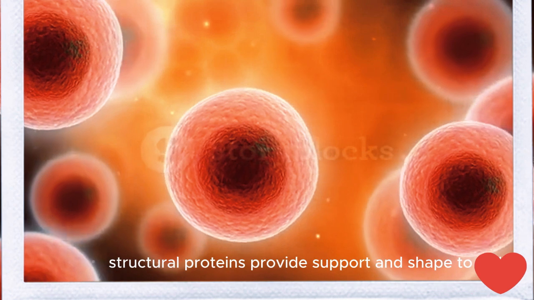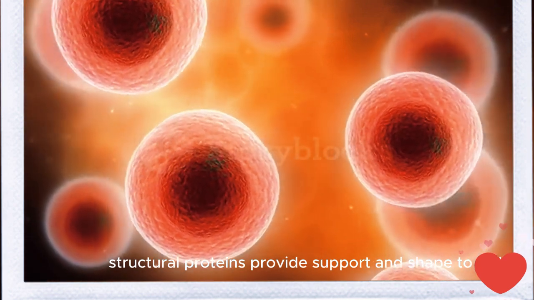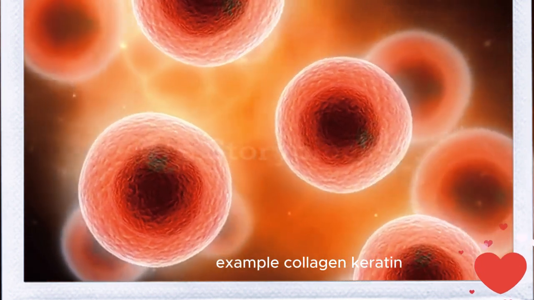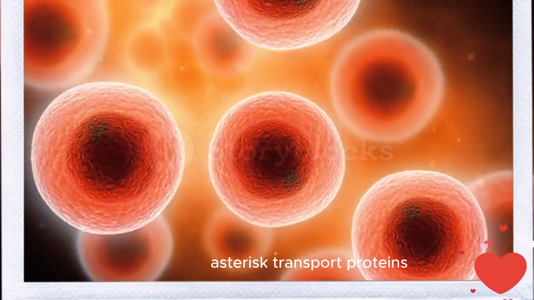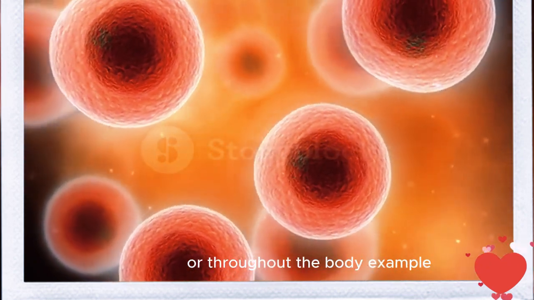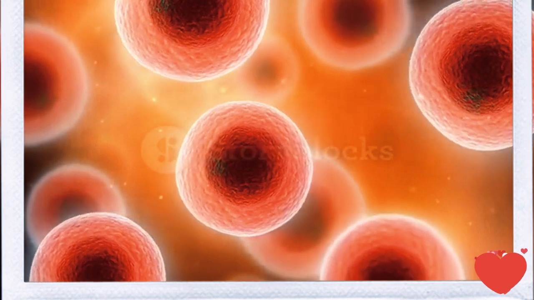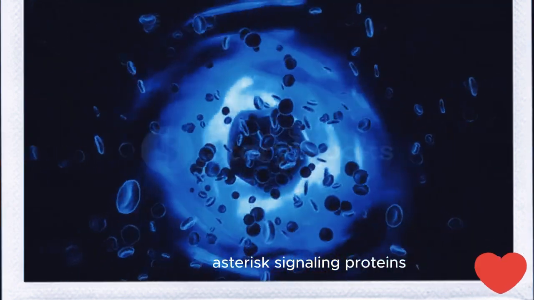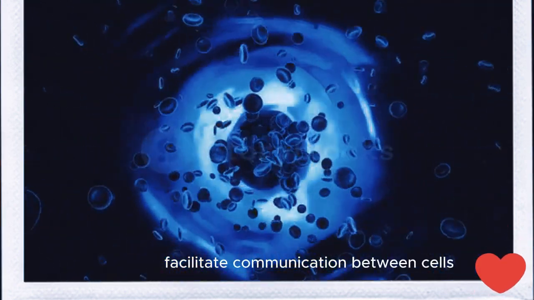Structural proteins provide support and shape to cells, for example collagen and keratin. Transport proteins help move molecules across cell membranes or throughout the body, for example hemoglobin. Signaling proteins facilitate communication between cells.